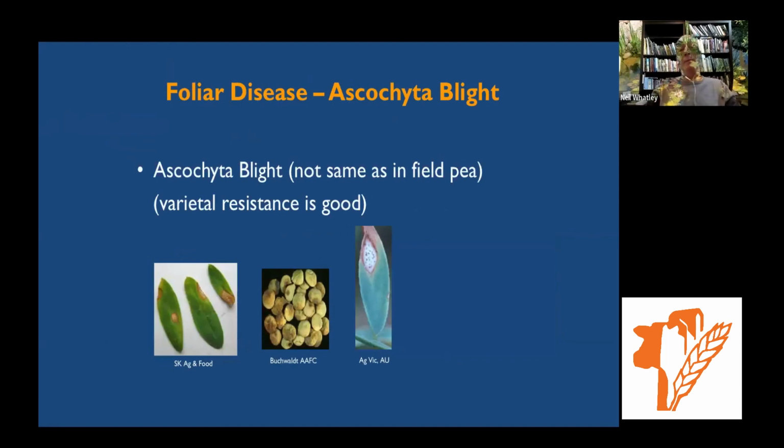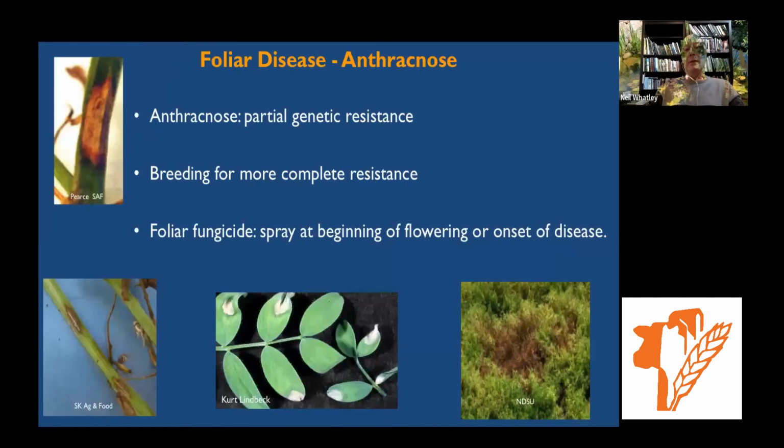Ascochyta blight I talked about. It used to be the worst disease. Now all the varieties are resistant. Anthracnose is still a bit of a problem, and they're breeding for more complete resistance. And you may have to apply a foliar fungicide, so you'd spray at the beginning of flowering or at the onset of the disease. And here's the scorecard.